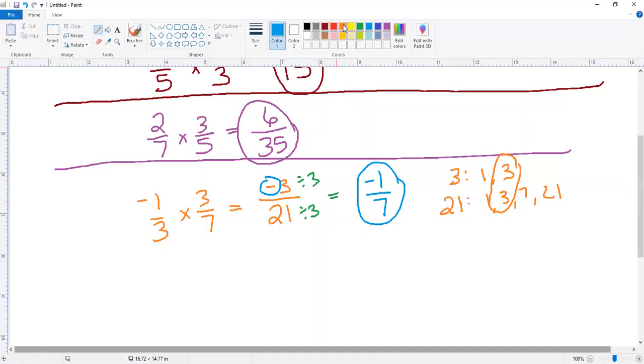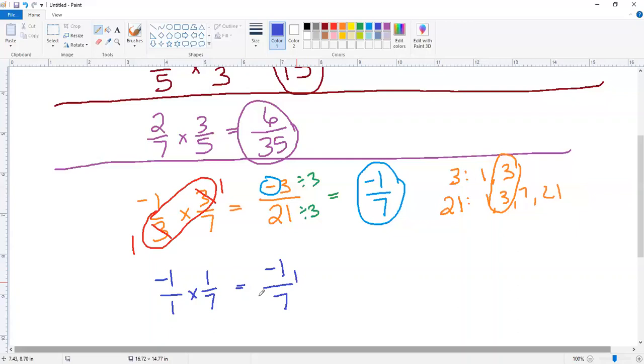But let's try option 2, because we've only practiced it one time. So we have this cross simplify option here, and there are 2 exact 3's. So I can do 3 divided by 3 is 1, 3 divided by 3 is 1, and I'm going to rewrite my question. So I have negative 1 over 1 times 1 over 7. Negative 1 times 1 is negative 1. 1 times 7 is 7. So I'm getting the same exact answer. I'm just doing it a little differently.